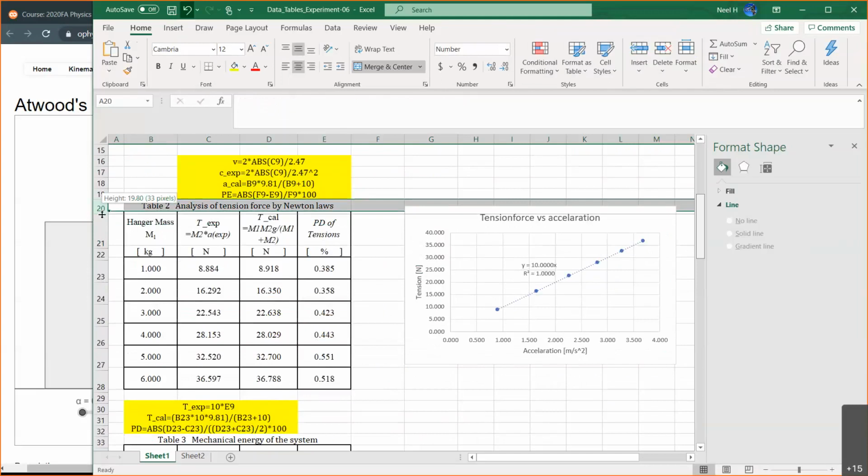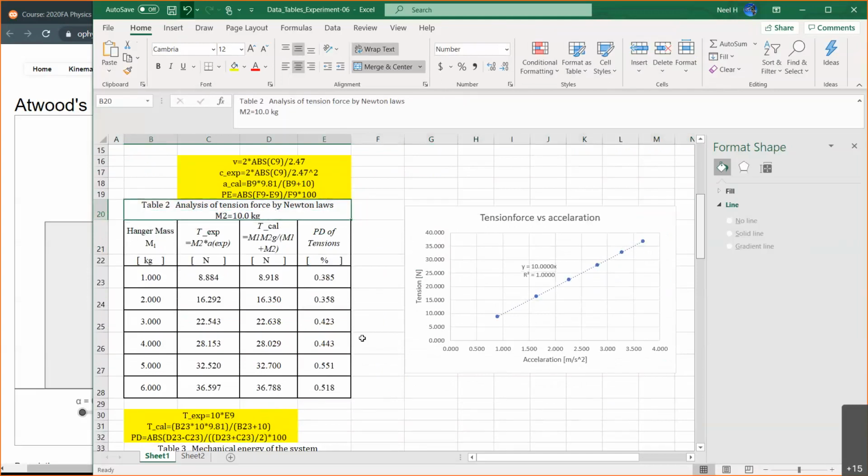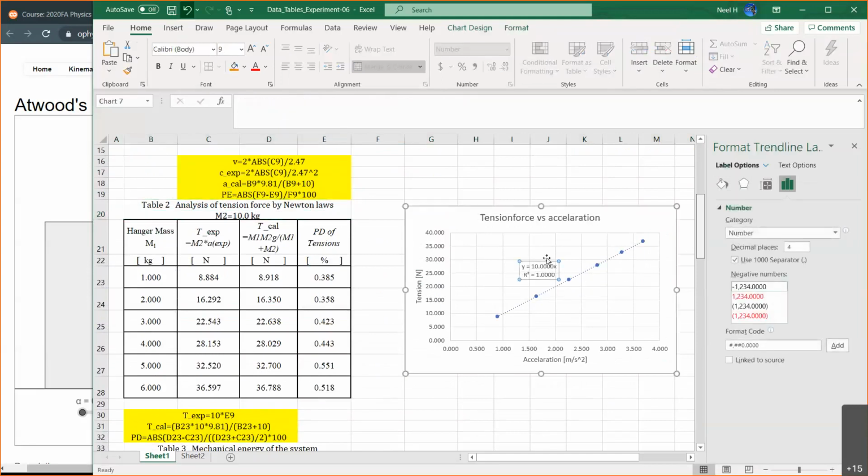Question. Now that's the number exactly what we're expecting. We have 10.0 and R square is perfect because this graph is for the calculated values, right? Now let's do the same. Any question for the graph?